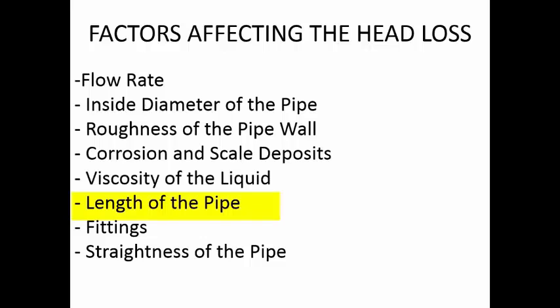The next element is the length of the pipe. If you are having a very long pipe, then definitely the losses are going to increase. If you are having a very short length of the pipe, the losses are going to be reduced. So you should not create very long flow paths from the pump to the actuator. You have to always make sure that the length should be as small as possible, but to the required level. So you should not make it very small and very tight. In order to reduce the losses, you should not make them very tight.